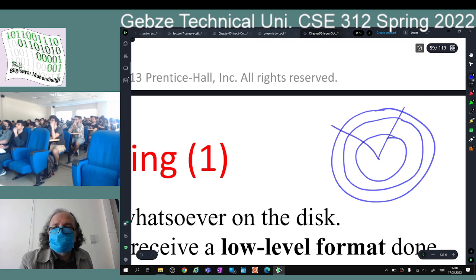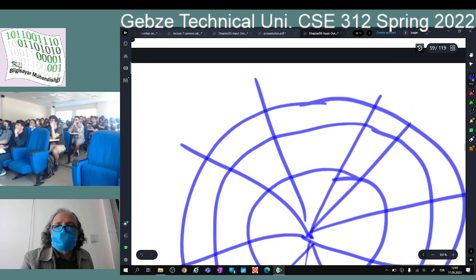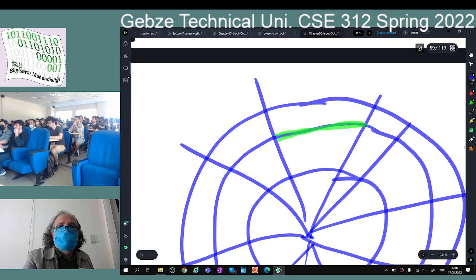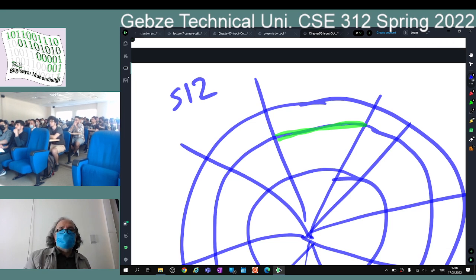Our tracks are divided into sectors. This is just one sector, a single sector. Remember, in 1984 there were 9 sectors in a single track. In 2010 there are 60 sectors in a single track. It doesn't matter, it's a sector, and usually we keep 512 bytes on a sector. That's what we do.